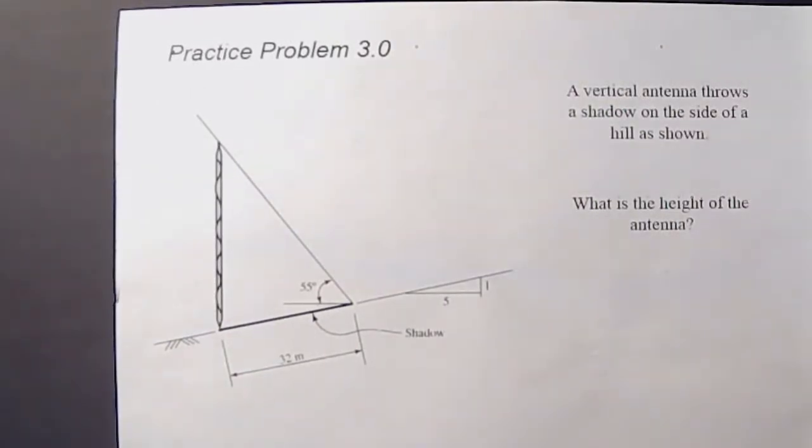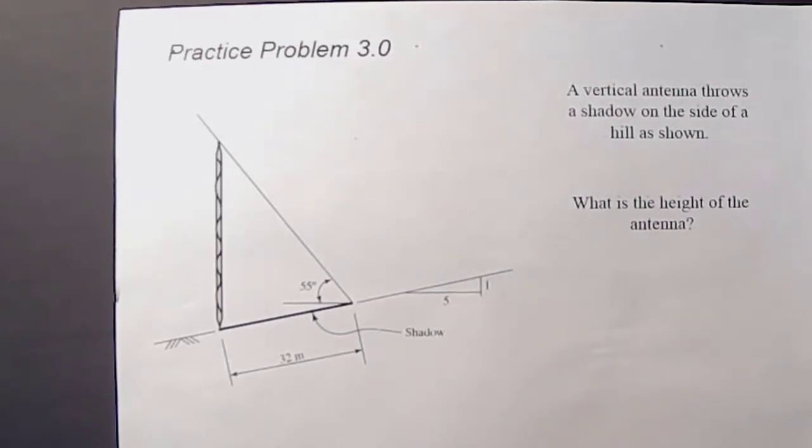Practice problem 3 involves finding the height of an antenna with a shadow that's measured on the side of a hill. Okay, notice a couple things right off. This problem is given in metric units, and whenever you have metric units, you should stay with metric units. The other thing to notice is that one of the angles involved is not given as a direct angle, it's given as a triangle with a 1 to 5 slope. That is, whenever you move 5 units horizontally, you move 1 unit up or down depending on the direction.